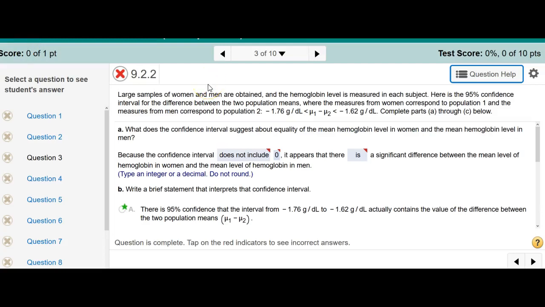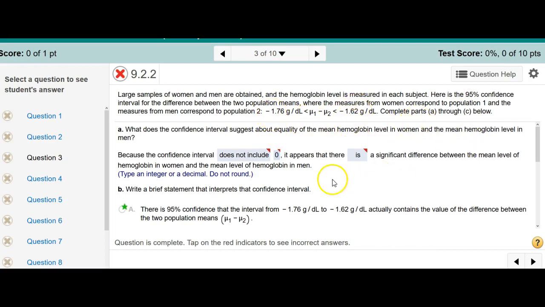I'm not really sure what the question is here. This is more just kind of notation, whether or not maybe it's negative or positive. Here's an example where population 1 is corresponding to women and population 2 is corresponding to men. So if you take the mean from population 1 minus the mean from population 2, you get this confidence interval here, whatever is listed here, 95%, and they're both negative.